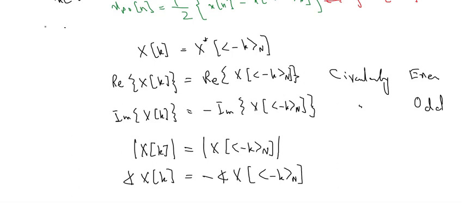Let me repeat. If you have x of n and it is a real signal, then its discrete Fourier transform is conjugate symmetric. The real part of x of k is circularly even. The imaginary part of the discrete Fourier transform x of k is circularly odd. Similarly, the magnitude response is circularly even and the phase response is circularly odd. Now let's suppose your x of n is now a complex signal.